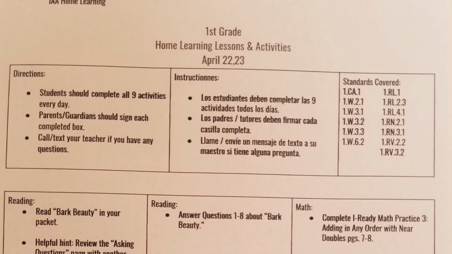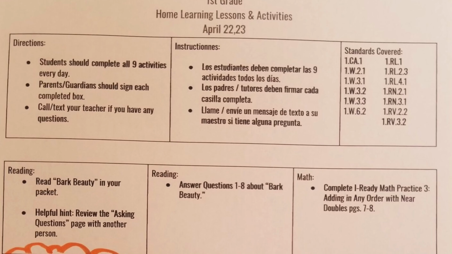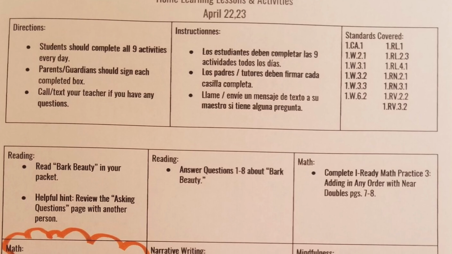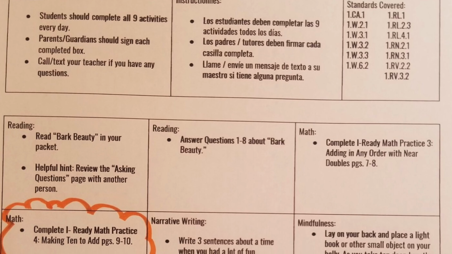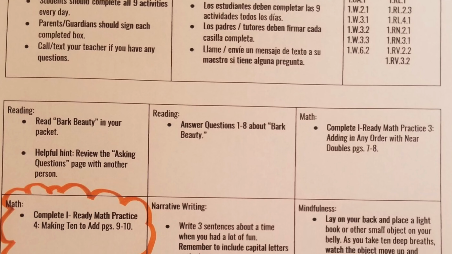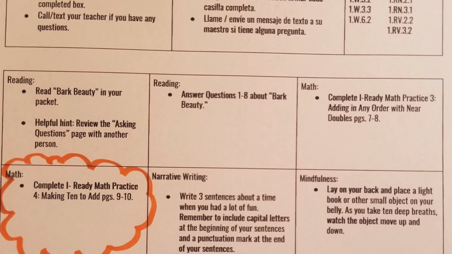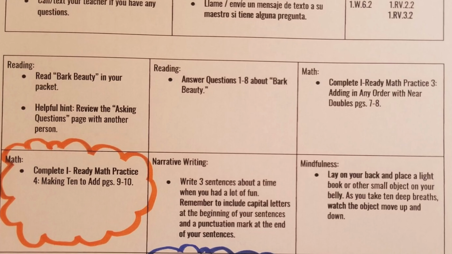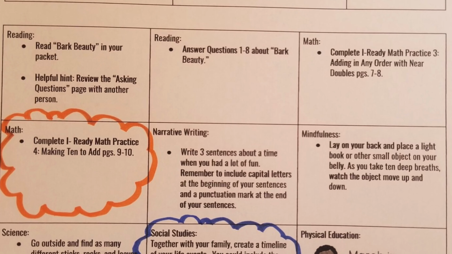Now, it's your turn to create your own timeline. This activity is found in your work packet on the dates April 22nd and April 23rd. Together with your family, create a timeline of your life events. You could include the following ideas: date you were born, date you crawled, date you walked, date you got your first tooth, and the date you lost your first tooth.